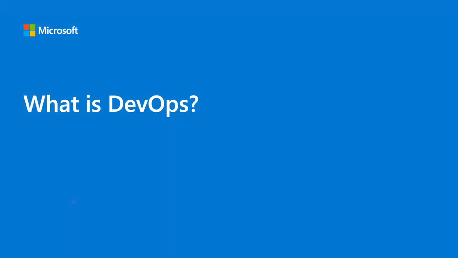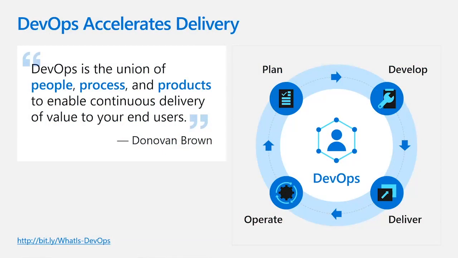So first, let's just recap and end this entire learning journey with a refresher on the definition of DevOps so that we have clearly defined goals with DevOps. DevOps is the union of people, process, and products to enable continuous delivery of value to our end users.